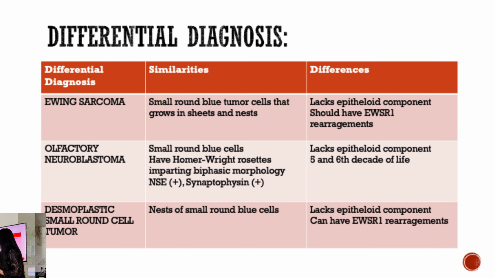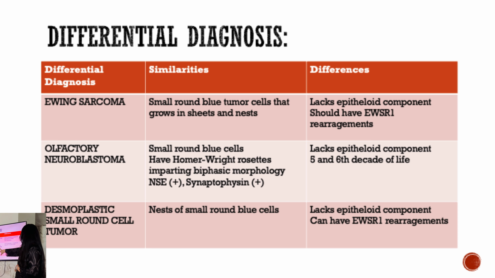Moving on is olfactory neuroblastoma, again on the basis of the small round blue cells, but interestingly, it can impart a biphasic morphology by having Homer Wright rosettes in it, and synaptophysin, which someone said is positive in our case, is also positive in olfactory neuroblastoma.